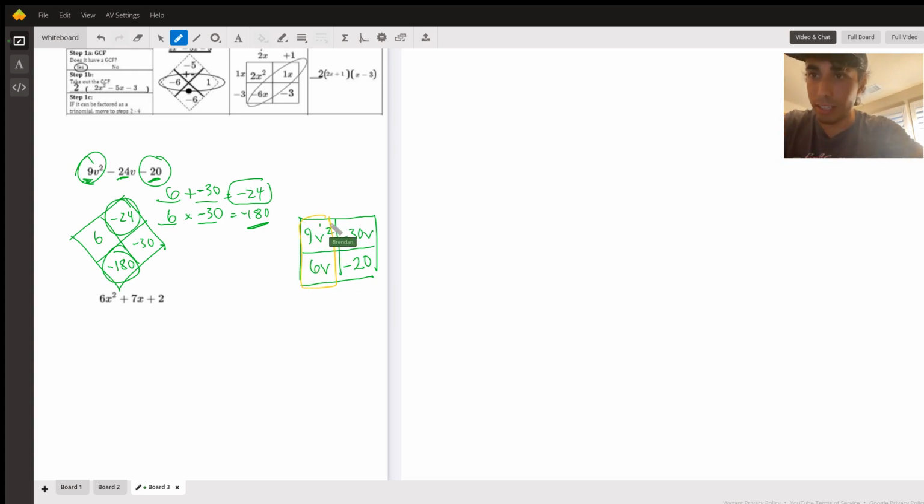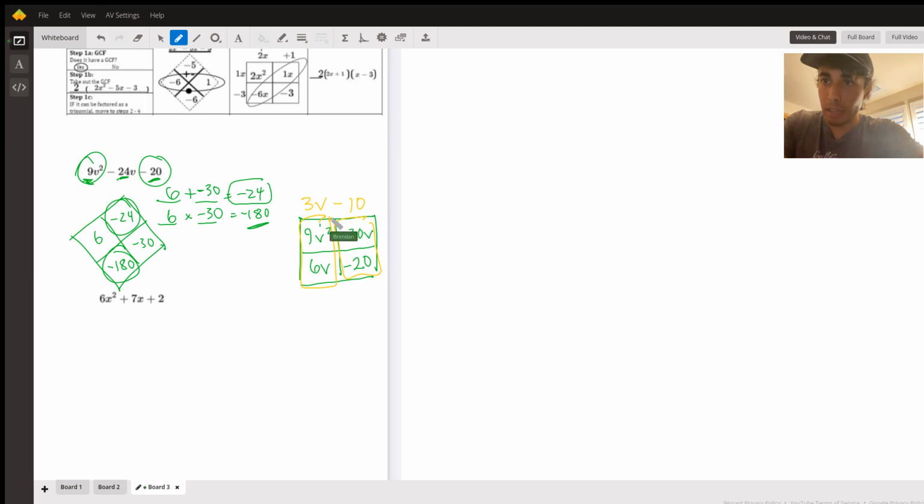All right, so we're going to look right here. The largest number that goes into both 6 and 9 is a 3. And then v and v squared, what we can take out is a v. And then over here on the right, the largest number for negative 20 and negative 30. Since they're both negative, it's going to be a negative that we take out. Largest number that goes into 20 and 30 is 10.